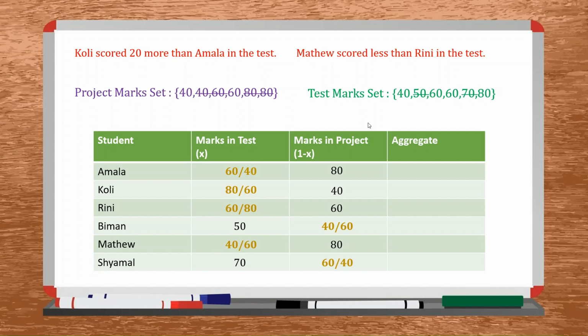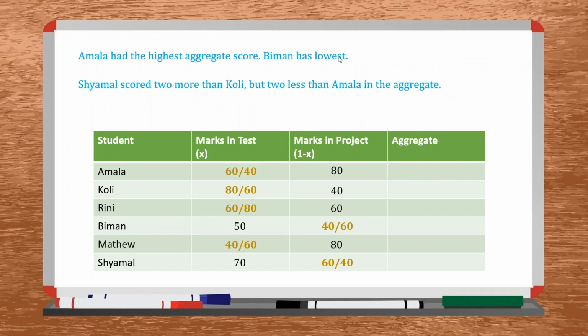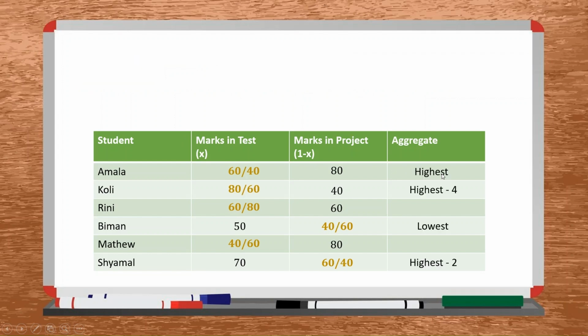Now let's look at the aggregate information which was marked in blue, which is now these two things. Amla has the highest aggregate score, Biman has the lowest aggregate score, Shamal has two more than Kohli and two less than Amla. That means Amla has four more than Kohli. So as we know, Amla has the highest aggregate, Kohli has highest minus 4 aggregate, Biman has the lowest, and Shamal has highest minus 2 aggregate score.